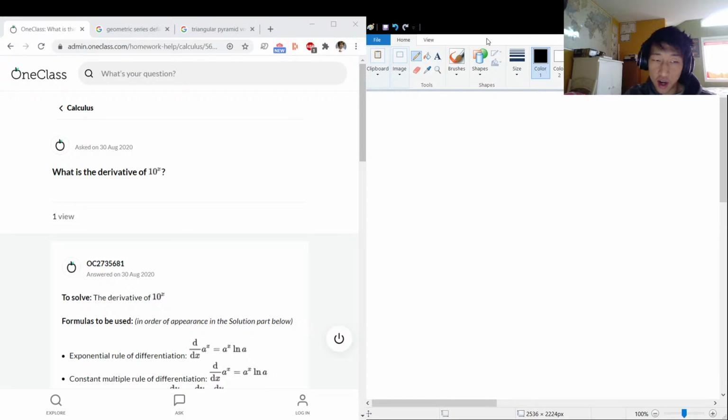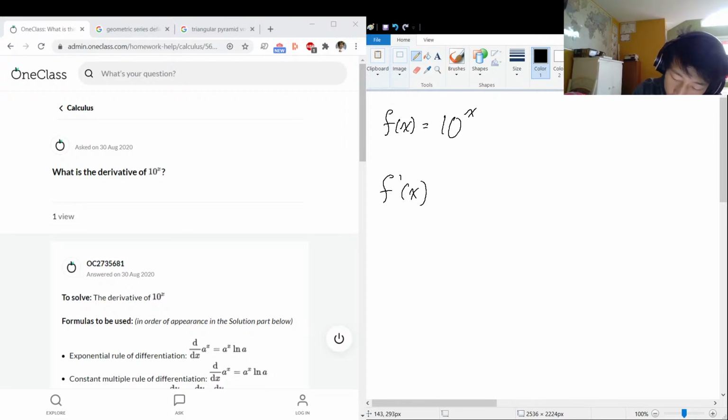Okay, so the next question on our menu is the derivative of 10^x, or 10 to the power of x. So if our function is f of x, and that's 10 to the power of x, we need to find f prime of x, or d over dx of 10^x. Okay, now this is an exponential function. So this is the general rule for exponential derivatives.